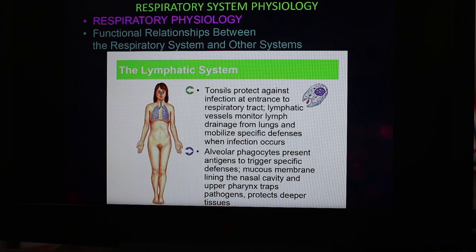The relation of the lymphatic system with the respiratory system is that the tonsils in the pharyngeal system, oropharynx and nasopharyngeal systems protect against infection and entrance to the respiratory tract. Lymphatic vessels monitor lymph drainage from lungs and mobilize specific defenses when infection occurs. And alveolar phagocytes present antigens to trigger specific defenses. Mucous membrane lining the nasal cavity and upper pharynx traps pathogens and protects deeper tissues.